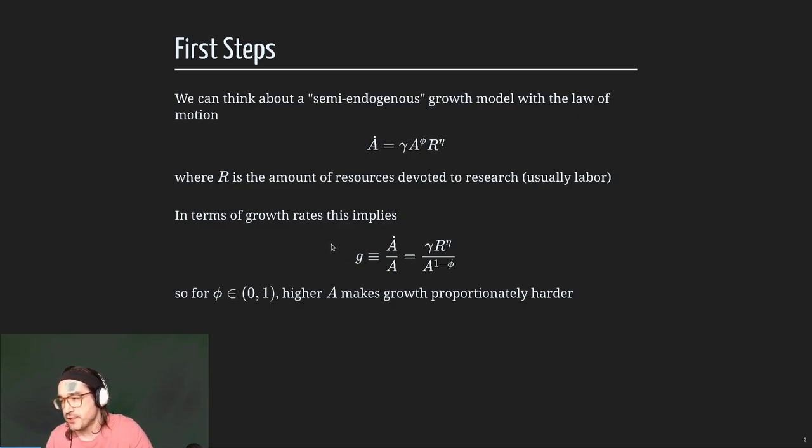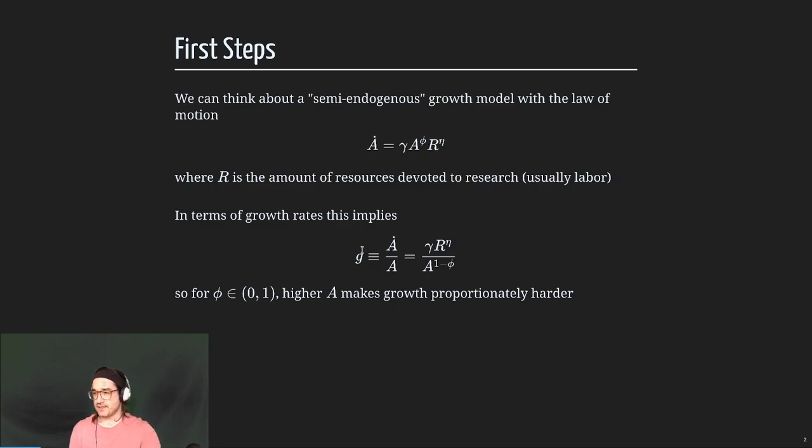You can also think about it in terms of growth rates. I think it's better to think about it in terms of growth rates, because here you can really see it. Just take this and divide by A. When you divide by A, you're going to get A to the 5 minus 1, basically. We're going to move that into the denominator and make it 1 minus 5. We'll see why that's a little more intuitive in a second.